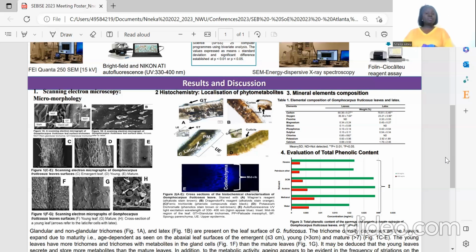Now for the mineral elements composition, because of the presence of the latex, we also analyzed the latex for its composition of mineral elements. And we observed that the plant is rich in carbon, oxygen, and more importantly, it has magnesium, silicon, potassium, calcium. And these mineral elements have been proven to exert antidepressant effects.